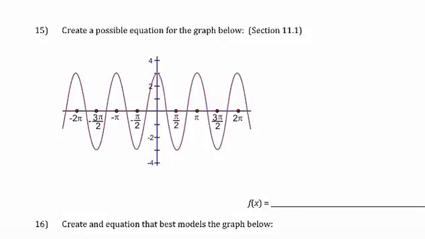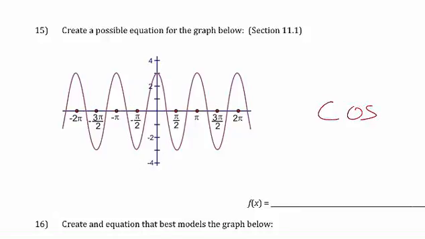All right, number 15, we're kind of going the opposite direction of what we had been doing, where now we're starting with the graph and coming up with an equation or a function, as opposed to the other way around. This one, since it's got a peak on your y-axis, we're going to go with a cosine here. I'm going to use a workspace here.